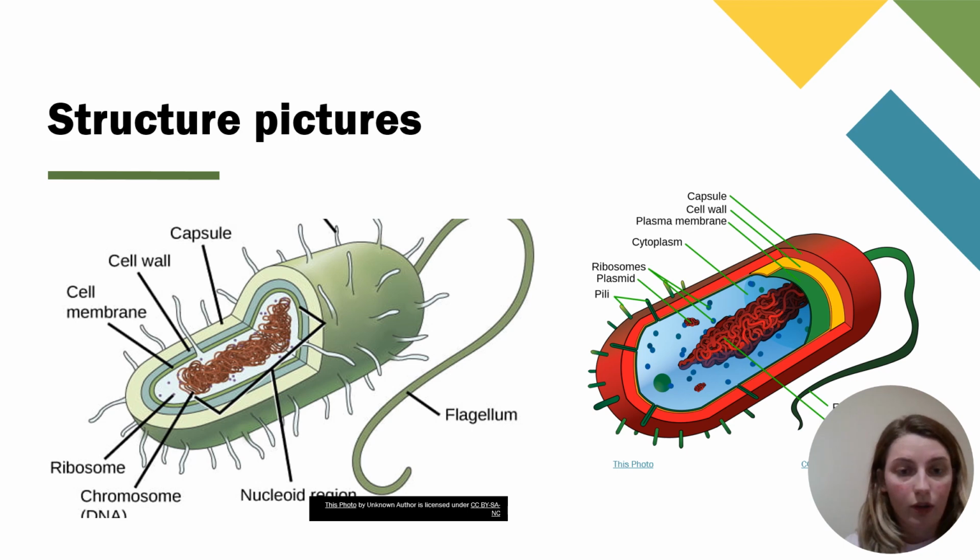These are just some pictures of the structures. It shows the capsule, cell wall, cell membrane, ribosomes, chromosomes, nucleoid, flagellum, pili, plasmid, cytoplasm, plasma membrane, and there is some that are over here next to the flagellum on the red one, but my recording bubble is covering it. I can't see what it is.